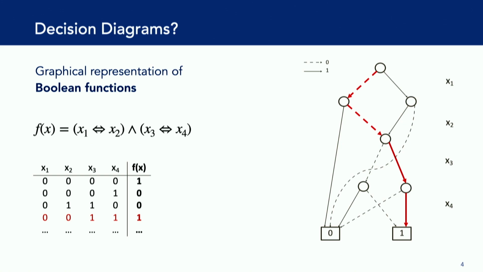In other words, this is an explicit representation of all possible truth assignments, and you can query this diagram and readily get an answer: is the function true or false.